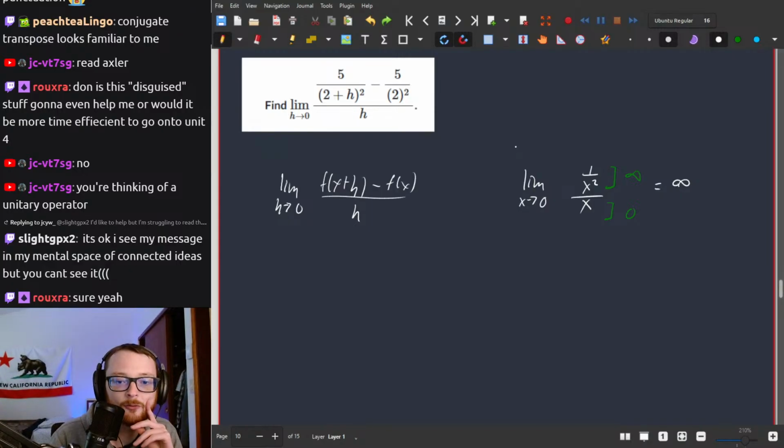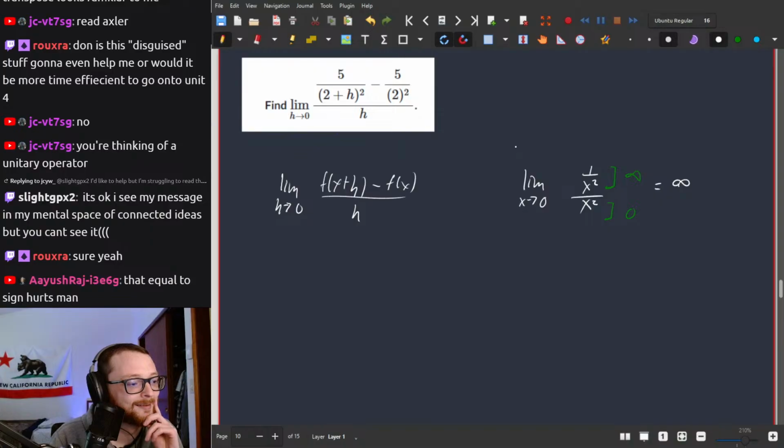Sorry, I should make this an x squared also, or any even power, just to make it cleaner. Yeah, it's good enough for me.